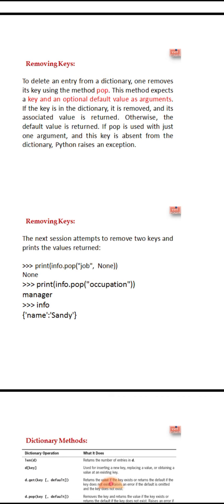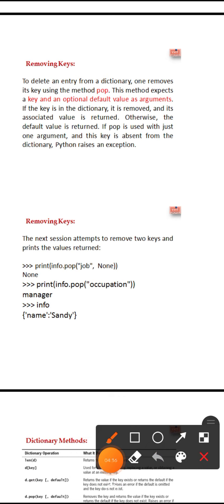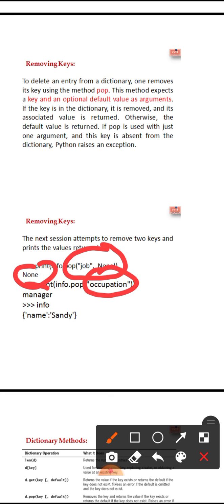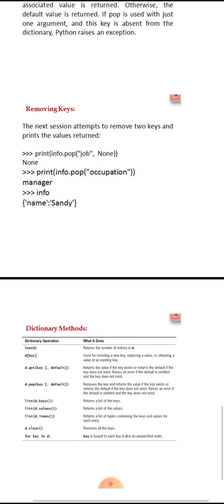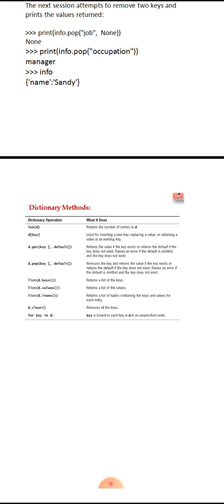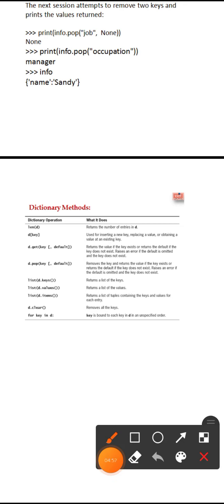Removing of keys. Here now we want to remove job with default none. Here the job is not present, so it prints none. If you want to remove the occupation, it will pop the manager and we print info. It will print only name Sandy. In dictionary methods, we have length. It returns the number of entries in the dictionary.